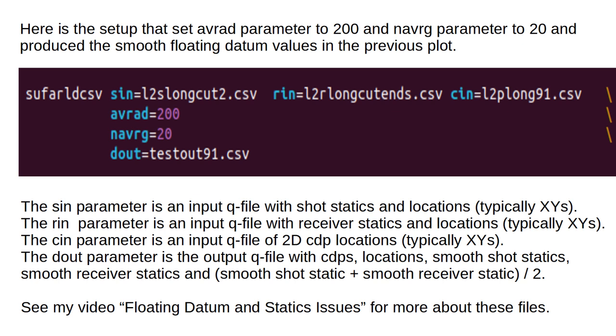The CIN parameter is an input Q file of 2D CDP locations, typically XYs. The DOUT parameter is the output Q file with CDPs, locations, smooth shot statics, smooth receiver statics, and smooth shot static plus smooth receiver static divided by 2. See my video, Floating Datum and Statics Issues, for more about these files.